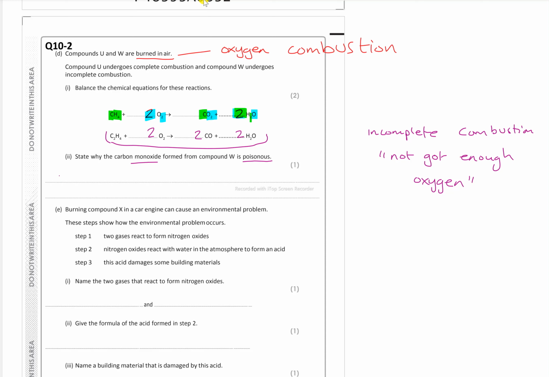Right, what else is there? Why the carbon monoxide form? Right, why is it poisonous? Because, right, this is probably the best way. It decreases the capacity of the blood to carry oxygen. There you go. Done.